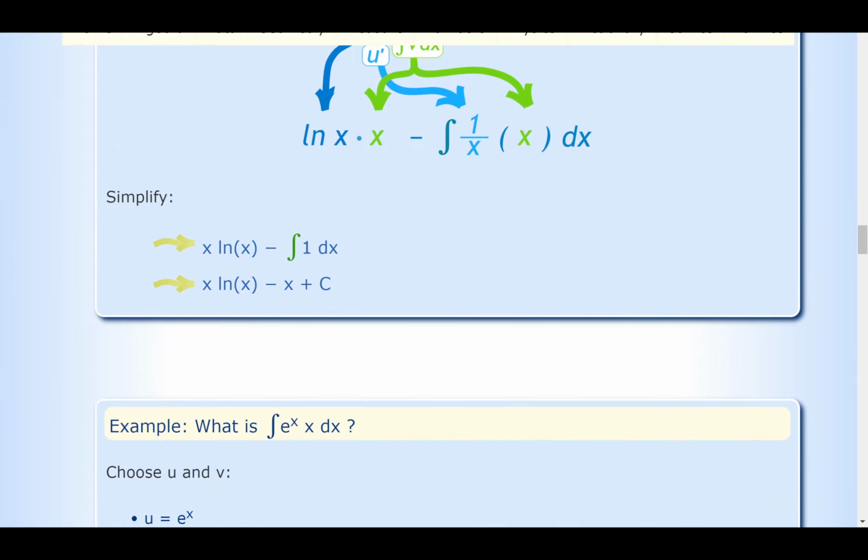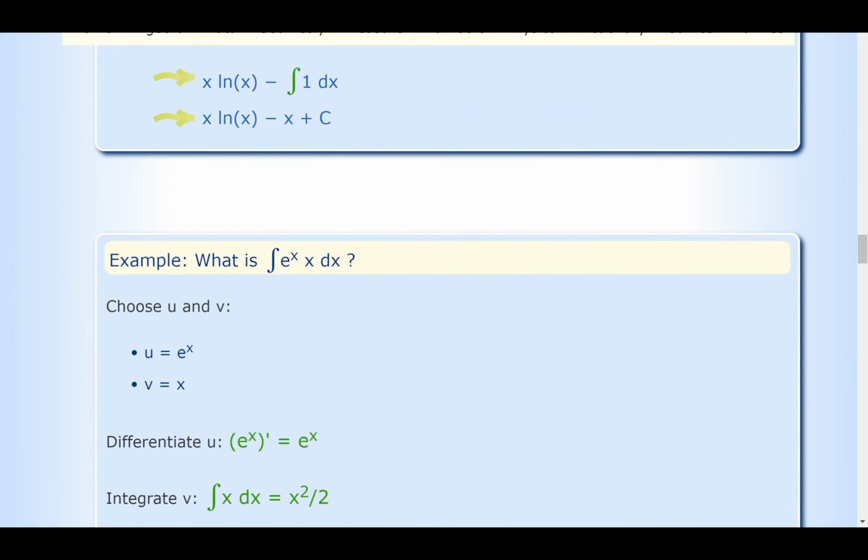We go to the last example: integration of e to the x times x dx.